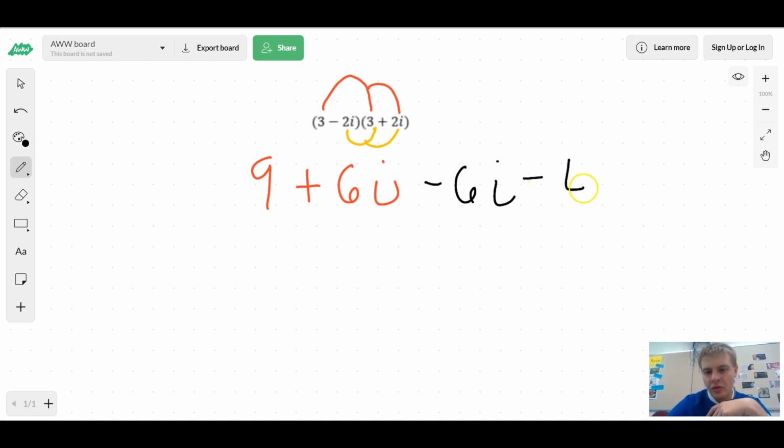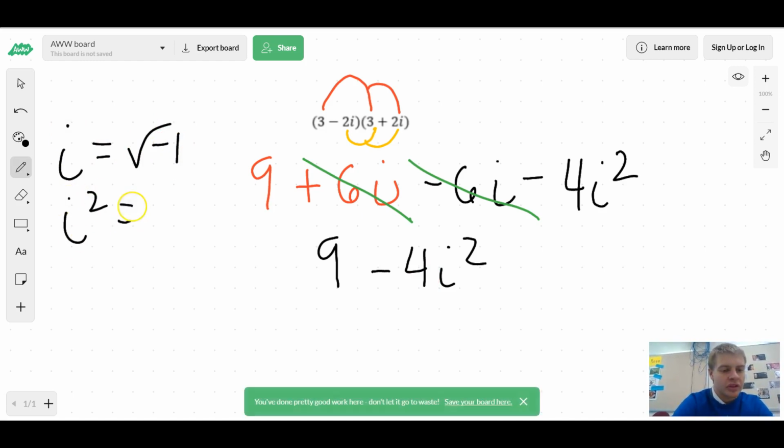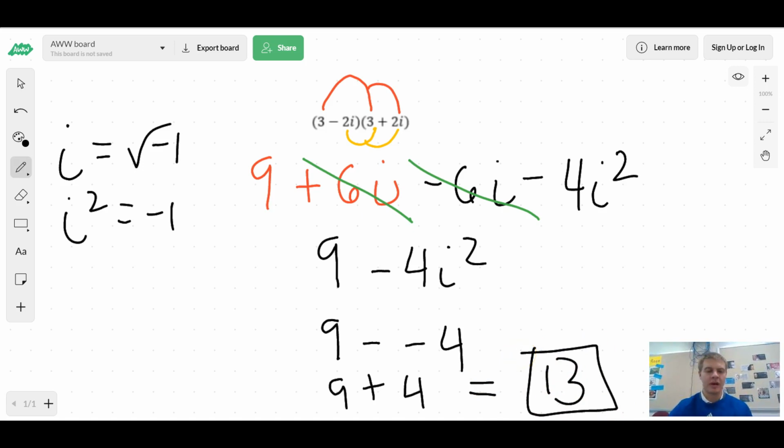minus 4i squared. Well, we know that the positive 6i and the negative 6i would cancel. So what you're going to be left with is 9 minus 4i squared. But what you should know is that i squared really means negative 1, since i is the square root of negative 1. So i squared would just be negative 1. And so we would get 9 minus a negative 4, which would be 9 plus 4, which would be 13. And that would be my final answer.